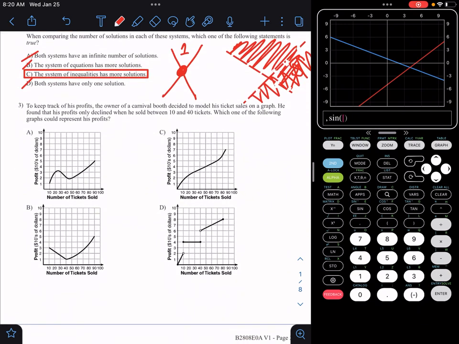Let's look at number 3. To keep track of his profits, the owner of a carnival booth decided to model his ticket sales on a graph. He found that his profits only declined when he sold between 10 and 40. So between 10 and 40, I should see something going down. So let's see. 10 to 40, that's going up and down. 10 to 40, ooh, that's going down the whole way. 10 to 40, that's increasing. And 10 to 40, we're increasing and then we're staying the same. So B is the only one where from 10 to 40 we are declining, we're going down.